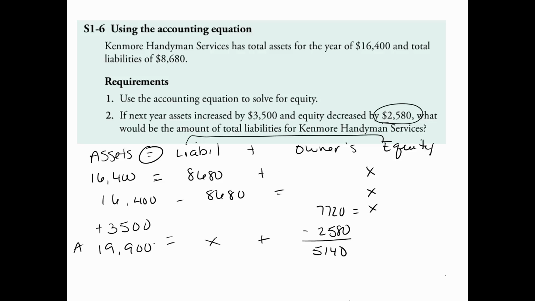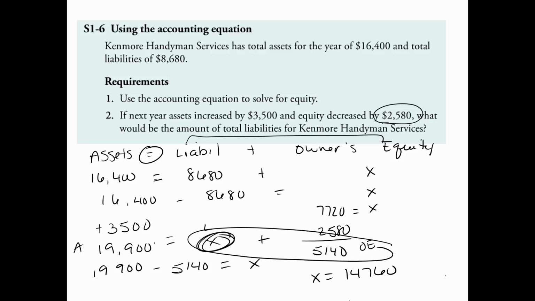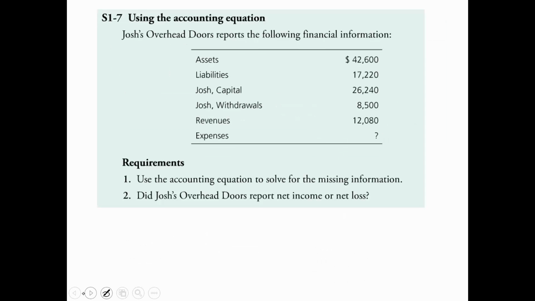So I've got assets equals liabilities plus owner's equity, and I'm solving for the liability. So again, if I set that up the same way I did before and put my variable on this side, I've got 19,900 minus 5,140 equals X. So that means X must equal 14,760. So that's the number that has to go here so that this side of the equation equals 19,900. Okay? Alright, let's do one more like this one.